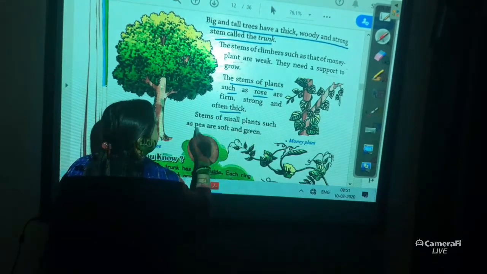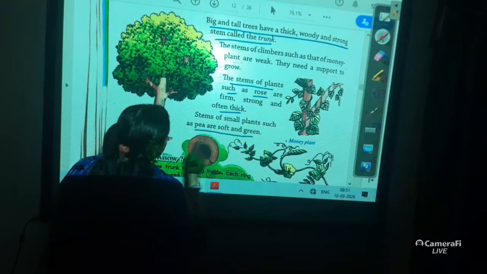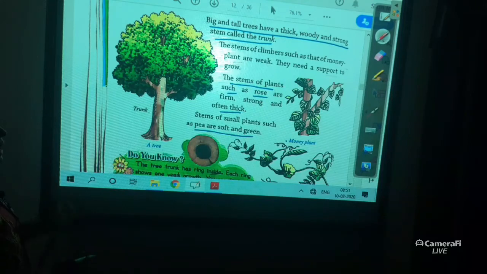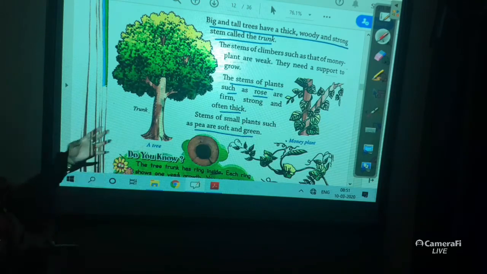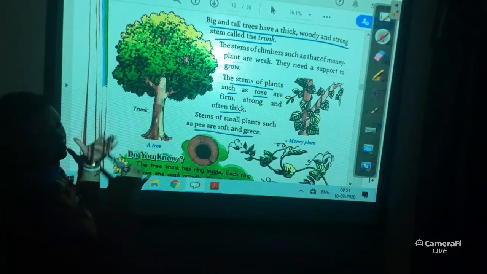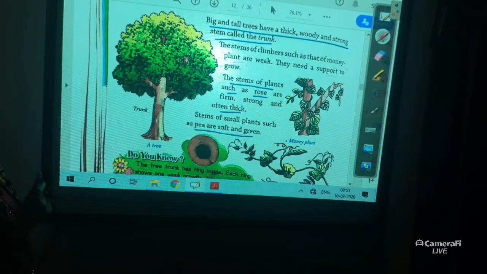Stems of small plants such as pea are soft and green. Pea मतलब जो हम लोग पढ़े थे पहले herbs, और रोज जो है उसको बोलते हैं shrubs. तो ये सारा जो प्लांट है वो थोड़ा सा स्ट्रॉन्ग है, ज़्यादा नहीं. लेकिन जो क्लाइंबर्स है, क्लाइंबर्स का मतलब होता है, क्लाइंब मतलब चढ़ना. What do you mean by climb? Climb means चढ़ना, किसी पे हम लोग चढ़ रहे.